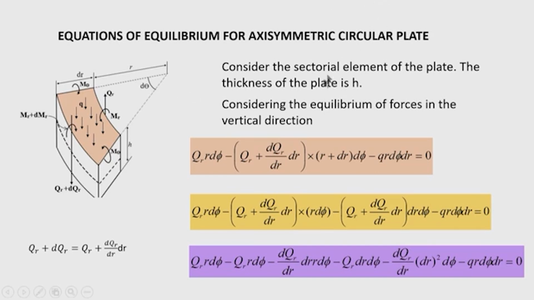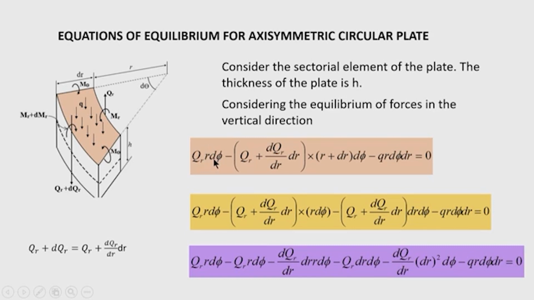Okay. So, consider this sectorial element of the plate, the thickness of the plate is h. The equilibrium condition is considered. First, let us consider the force equilibrium, the force equilibrium in the z direction, that is the vertical direction. Then if the length of this element is r, then r d theta is the length of the element. So, r d theta or d phi, whatever you call it, this is the differential angle.